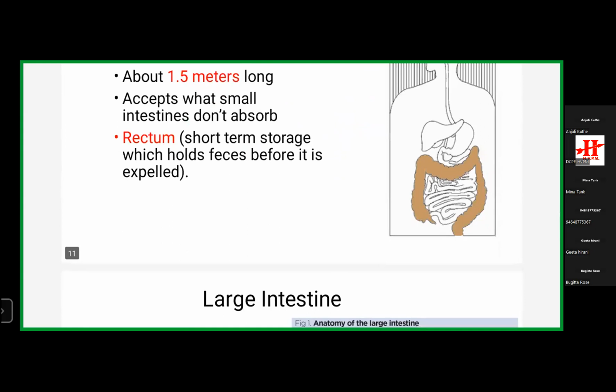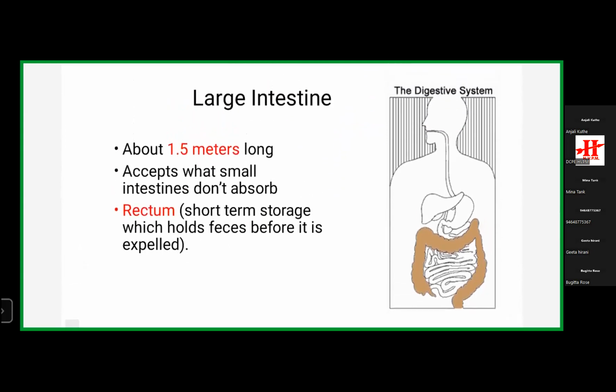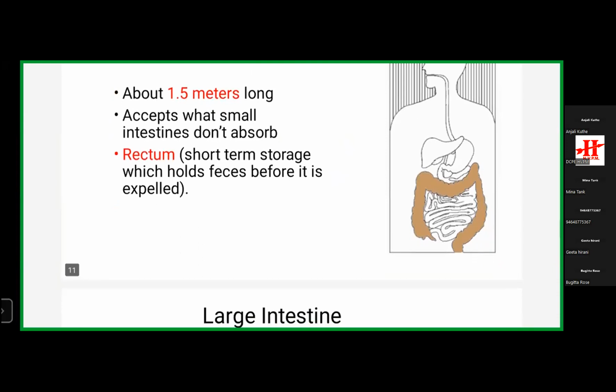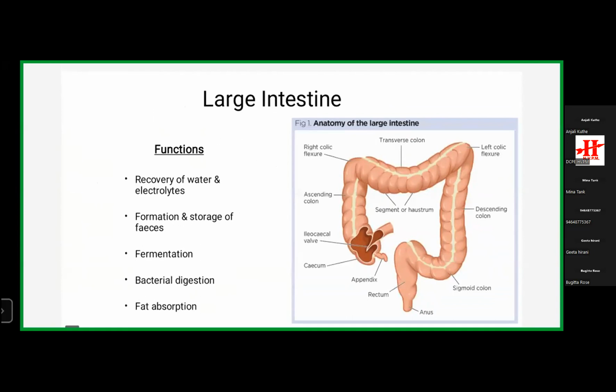Now we have seen the last part, that is the large intestine. The unwanted food gets transferred towards the large intestine, which is 1.5 meters long, and the food gets transferred from the ascending colon, then the transverse colon. Due to the peristaltic movement, the food passes from the ascending towards the transverse and the descending and sigmoid, rectum and the anal canal. So this is the actual passage of the food waste products.